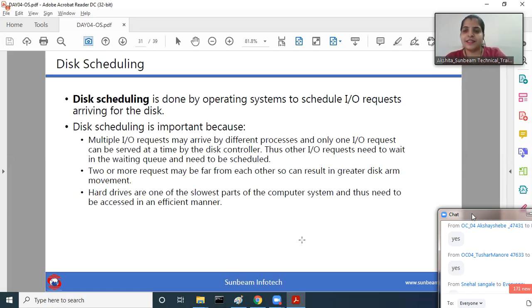Okay. Let us take the last topic, which is called disk scheduling. So what is disk scheduling? Disk scheduling is done by the operating system to schedule IO requests arriving for the disk, right? Disk scheduling is important because when we are talking about disk scheduling, multiple IO requests may arrive from different processes. Let us understand the disk structure first.